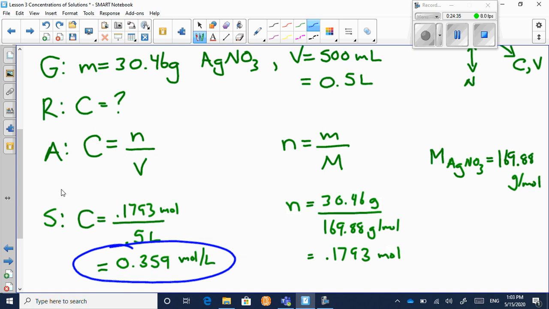So there we go, you guys. There are 5 different methods of finding concentration, quantitatively finding it. Obviously, the higher the number, the more concentrated it is. The lower the number, the more dilute it is. And those were the qualitative ways.